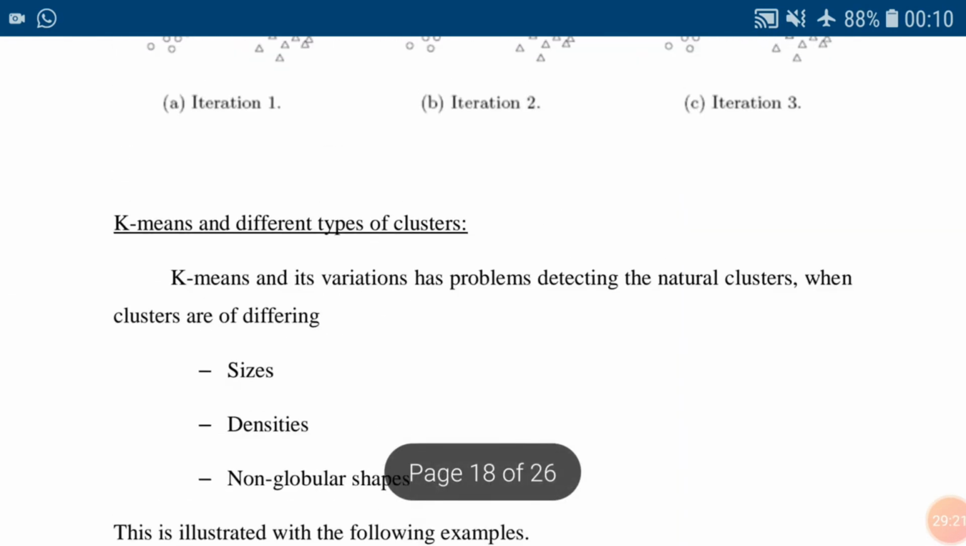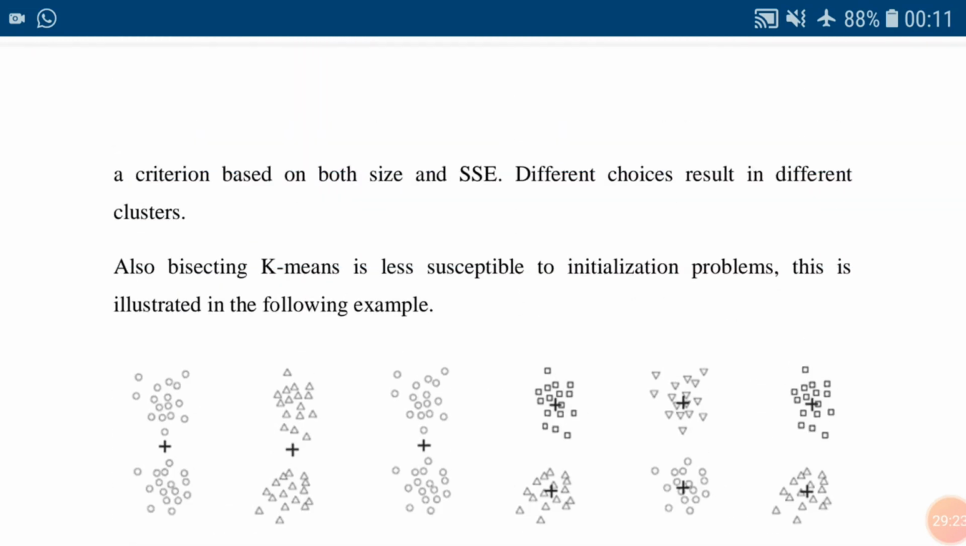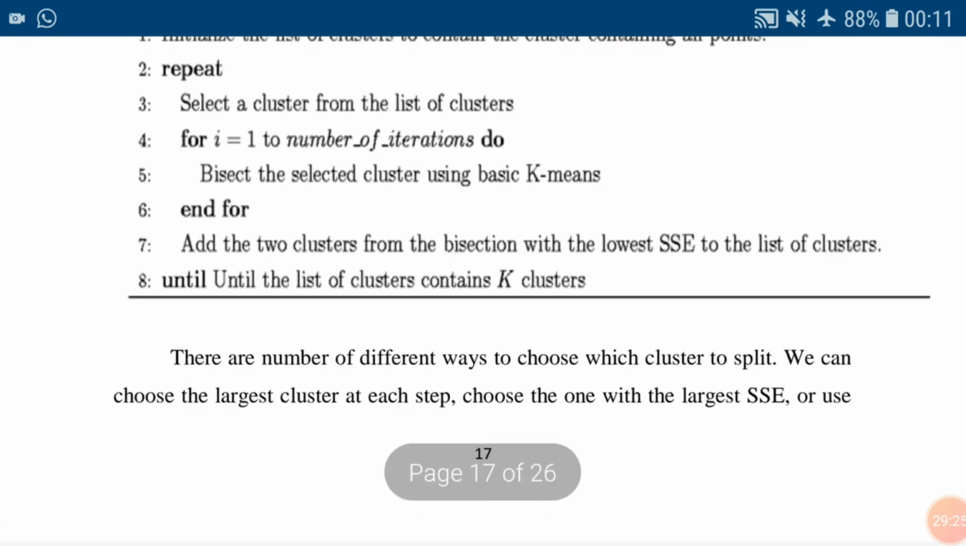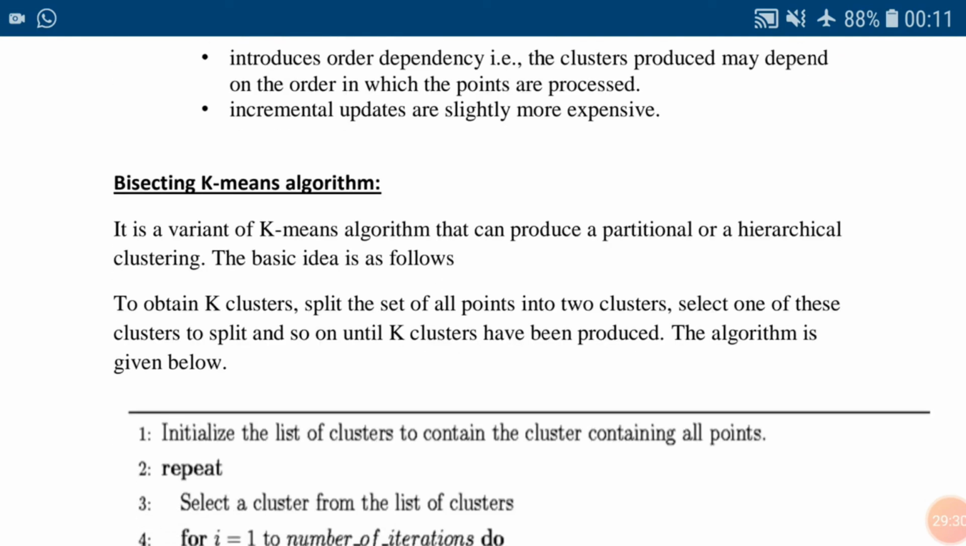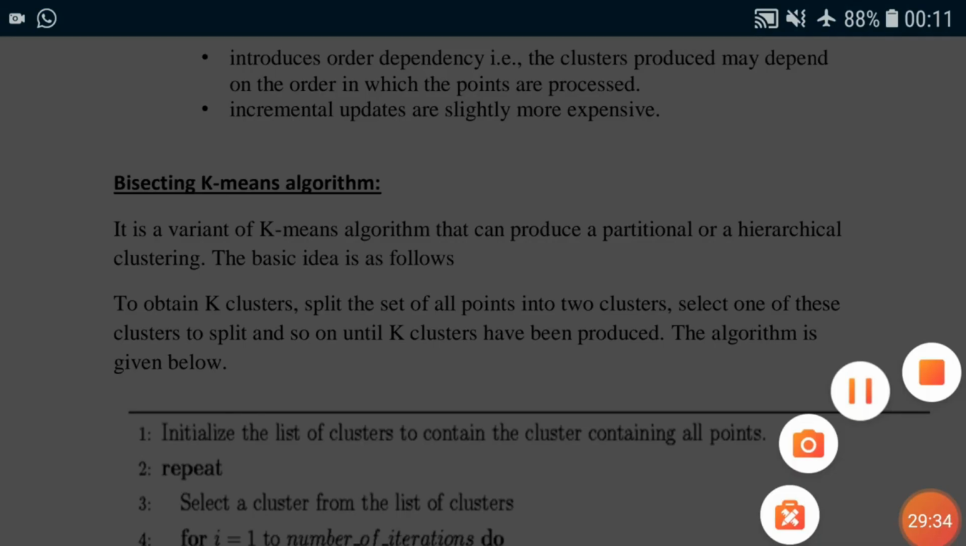So 3 classes, plus the types of clusters in one class, that is 3 plus 1, again 4 classes. So we will see the entire remaining topics in 4 classes.